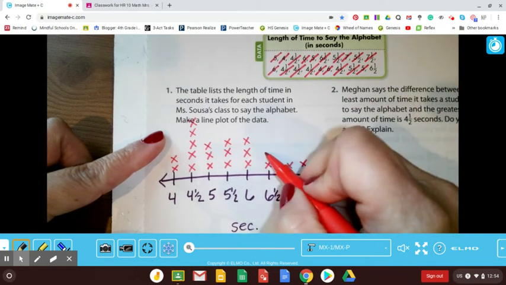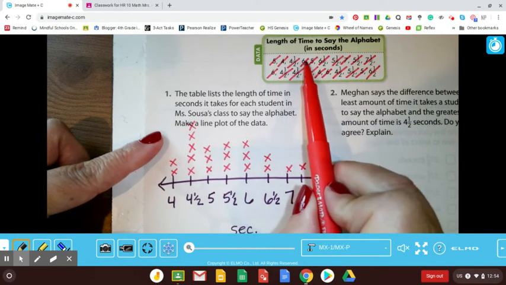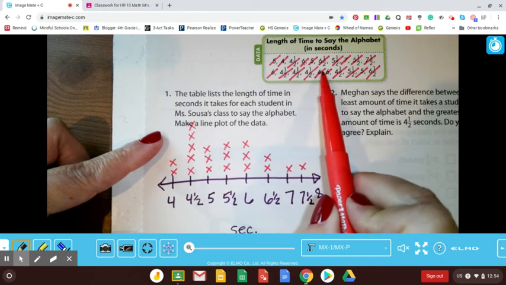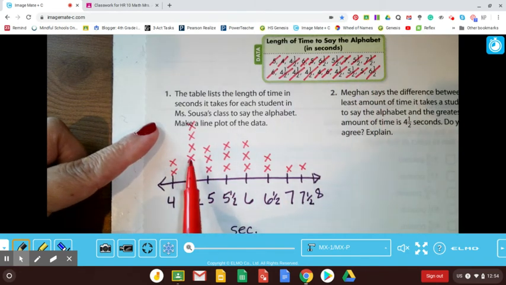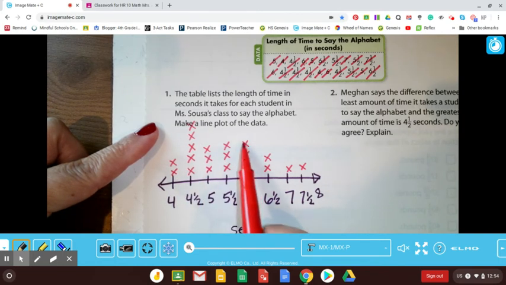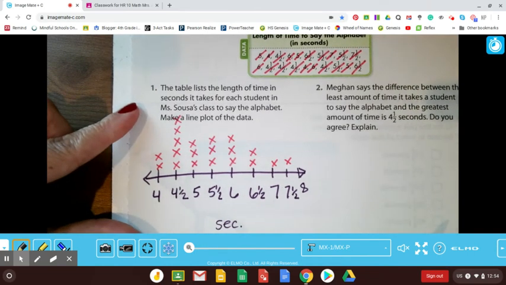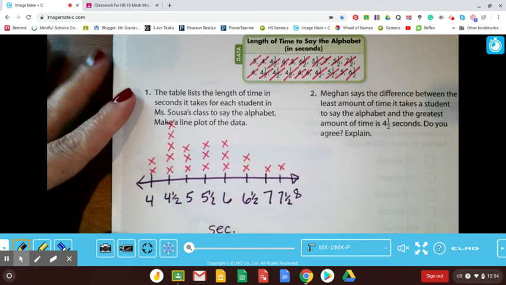And a 6.5. Okay. Let me just count. I see 1, 2, 3, 4, 5, 6, 7, 8, 9, 10, 11, 12, 13, 14, 15, 16, 17, 18, 19, 20. Just want to double check I have all of my data points. And bam, I'm done. There's the line plot. All right, let's go on to number 2.